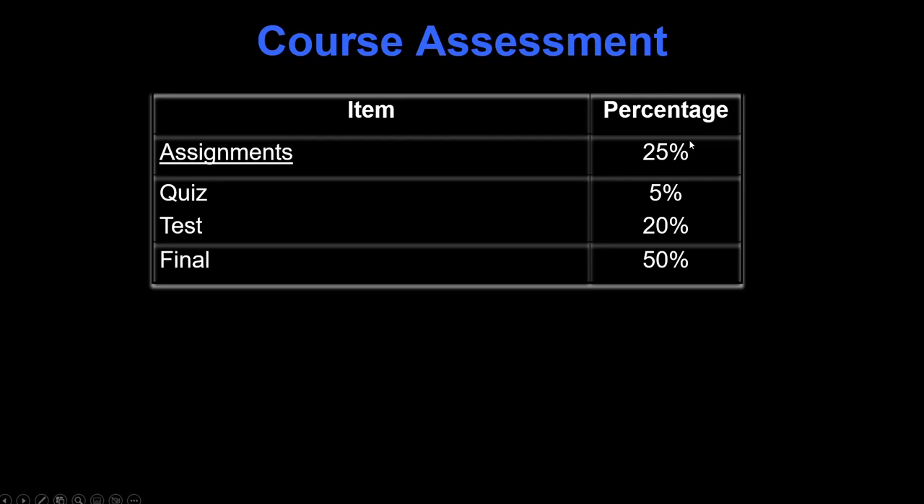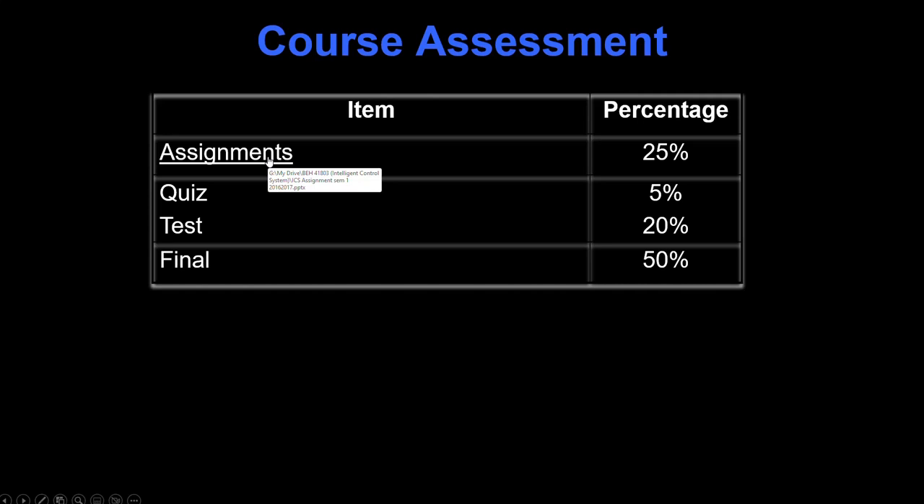This is your course assessment. The marks will be divided into four main categories. The assignment will cover around 25% of the total marks. Next, the quiz will be around 5%. We will have two quizzes throughout this semester, with around 2 or 3% for each quiz. Then the test will be 20%. As I mentioned previously, your test will cover chapter 1 only, which is the single neuron, and will be conducted around weeks 4 to 6. Finally, the final exam will cover around 50% of your overall marks.